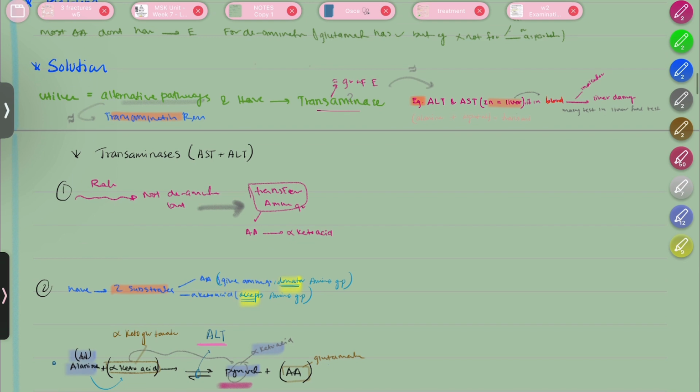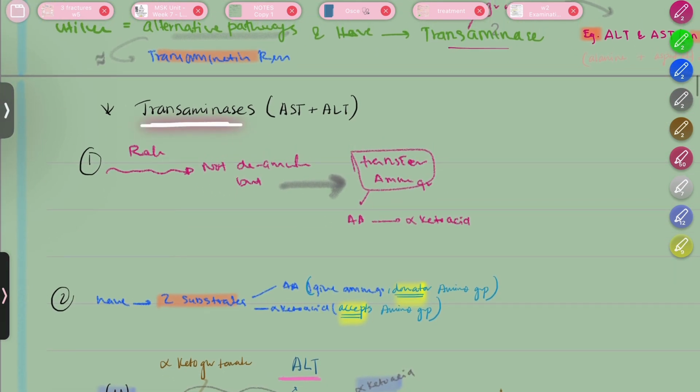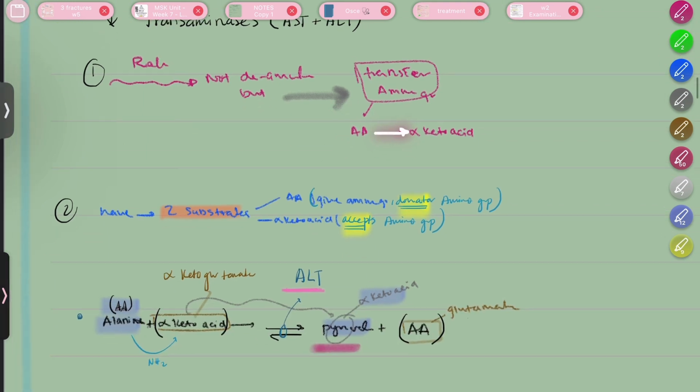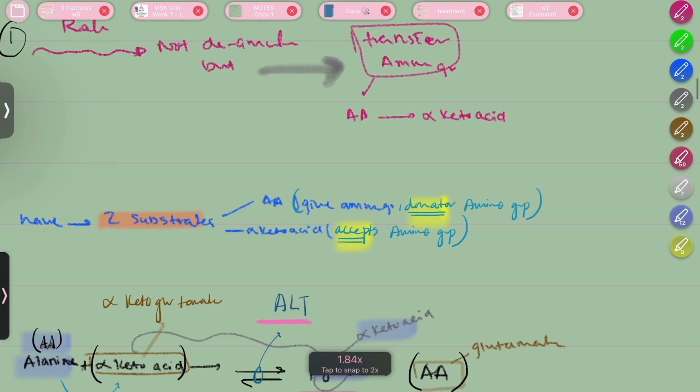As the name suggests, these enzymes, AST and ALT, which stand for aspartate transaminase and alanine transaminase, basically work like this: we have our enzyme and the amino acid will be converted into an alpha keto acid, but not directly. We have two substrates, which are the amino acids that we are dealing with, and this amino acid we need to deaminate.